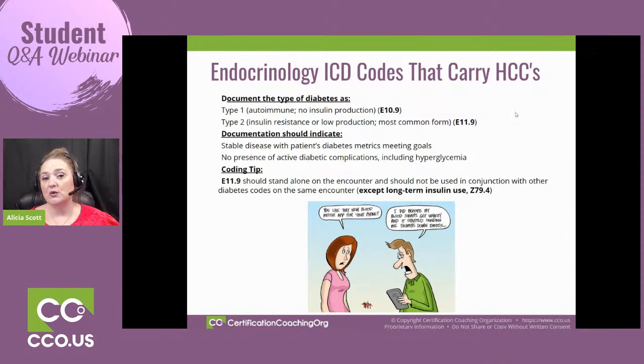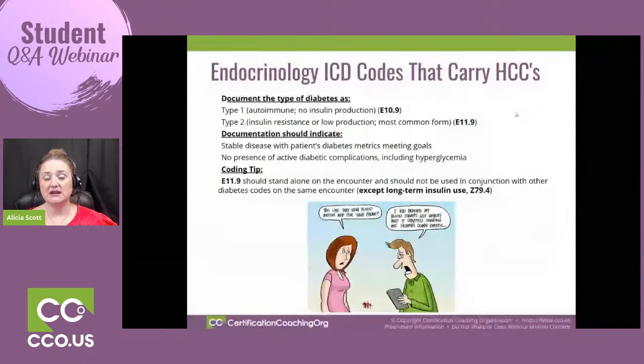Just so you know, another code that you need to be aware of, and I would write this down if this is one you're not familiar with, is Z79.4. That's the code for long-term insulin use. For risk adjustment, if your patient's an E11.9, type 2 diabetic, and they are taking insulin, you want to also capture Z79.4.